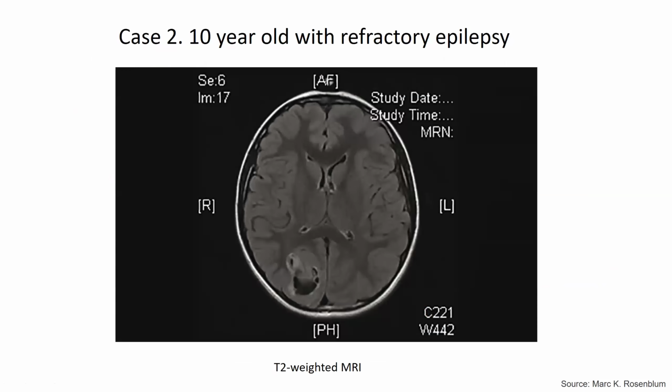So moving on to the next case, this is a 10-year-old who also has epilepsy, and that's sort of a theme among these low-grade glial and glioneuronal tumors, that these patients often do present with seizures or have a history of a seizure disorder. This is a solid and cystic tumor, T2 hyperintense.